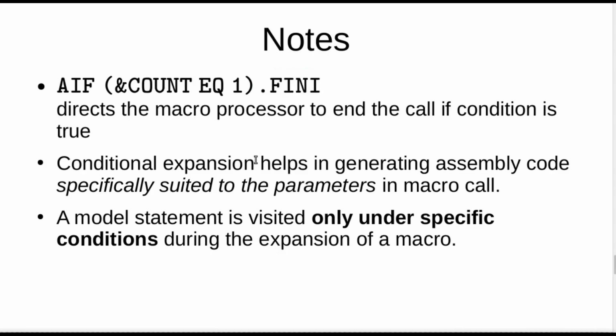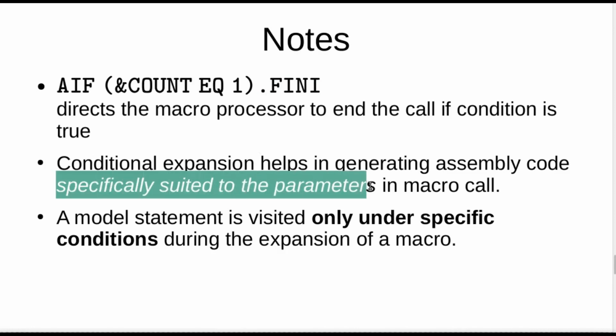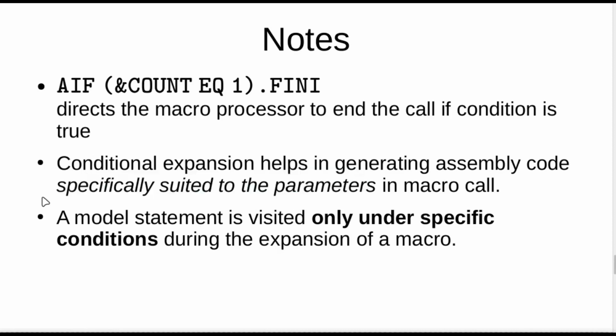Fine. Conditional expansion helps in generating assembly code which is specifically suited to the parameters in the macro calls, which we have already seen in the previous three examples. Depending on our requirement, we use the parameter values in the macro call, and that helps in generating specific expanded forms using the same macro definition. So any model statement is visited only under specific conditions. If our conditions are satisfied, we can ensure that we are visiting specific statements or not, right? This we have already seen in the previous examples.